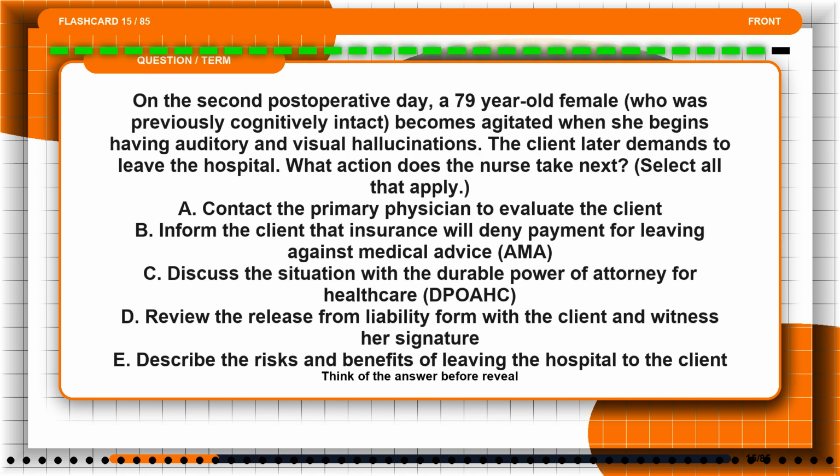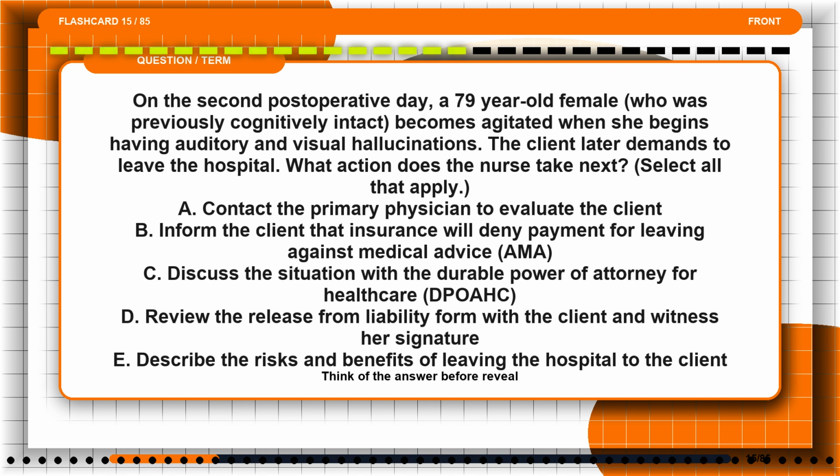Flashcard 15. On the second post-op day, a 79-year-old female who was previously cognitively intact becomes agitated when she begins having auditory and visual hallucinations. The client later demands to leave the hospital. What action does the nurse take next?